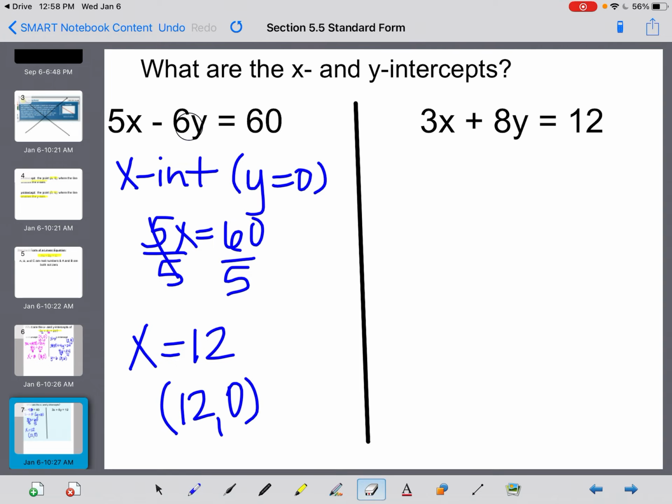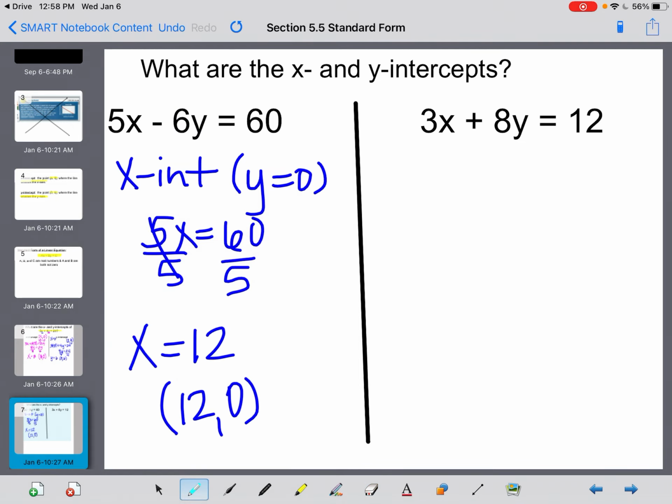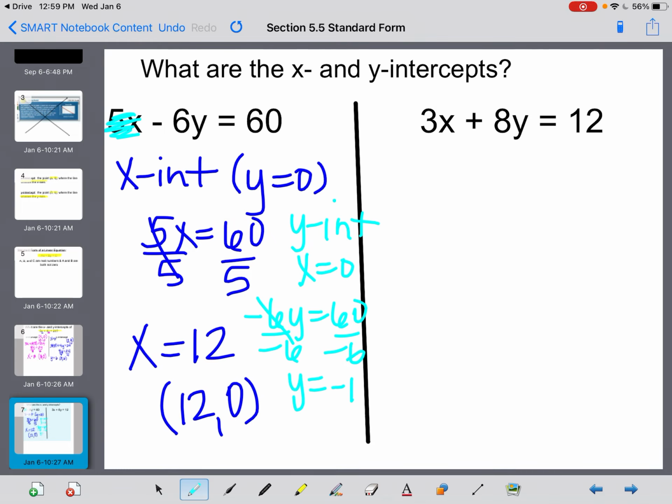Okay, then if I'm looking for my y-intercept, that means that my x is going to equal 0, so I'm going to cross this off. And that will leave me with negative 6y equals 60, divided by negative 6. Y is equal to negative 10, or the ordered pair 0, negative 10. Those are my two intercepts for this function at the top.